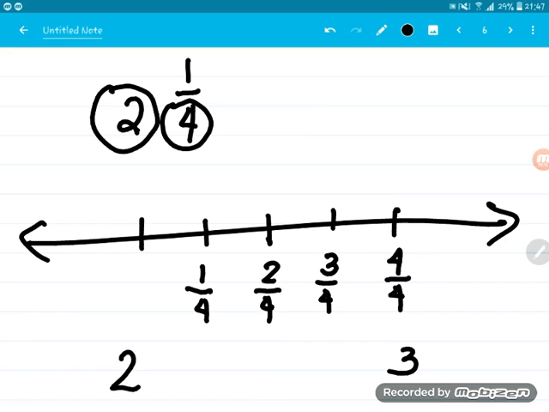Okay, so we are looking for 2 and 1/4. This is already 2, and we just need to add 1/4. So if this is 2, then 2 and 1/4 can be found here. So this is where we can plot 2 and 1/4 on the number line.